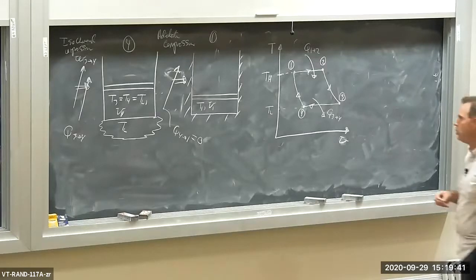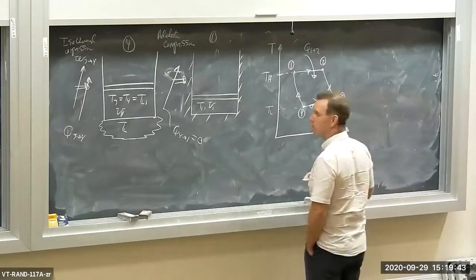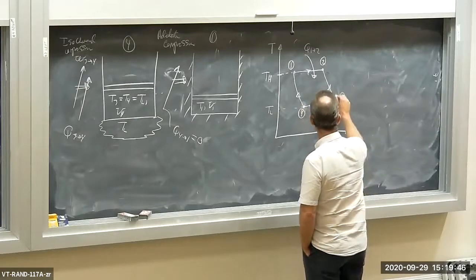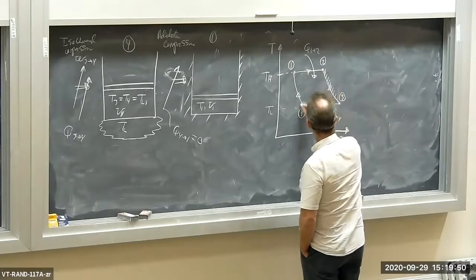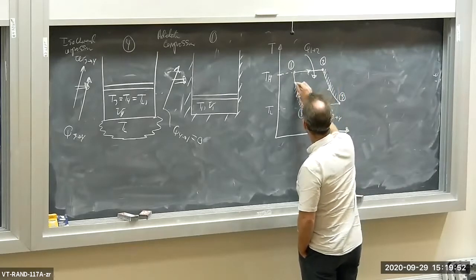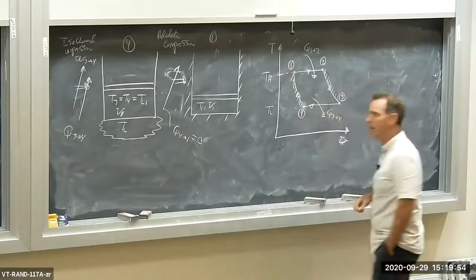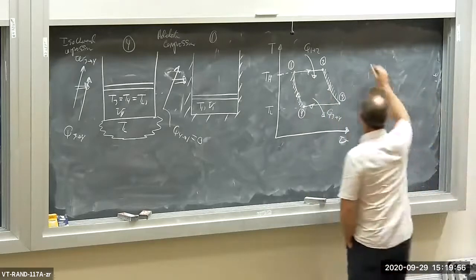So let's make sure we indicate where the heat transfer is not occurring. 2 to 3 is adiabatic, and 4 to 1 is also adiabatic. So I'm going to put some little cross hatches there. All right? What about the pressure volume diagram? Let's look at that.